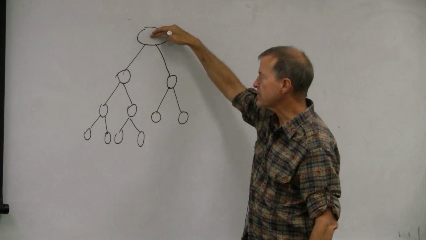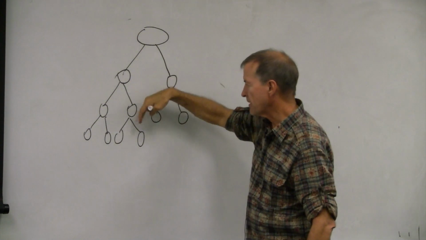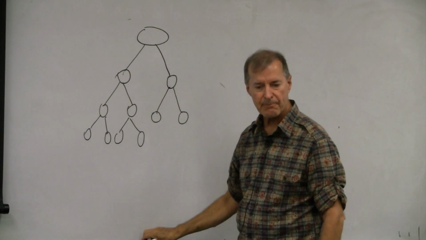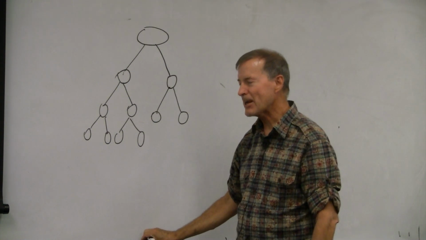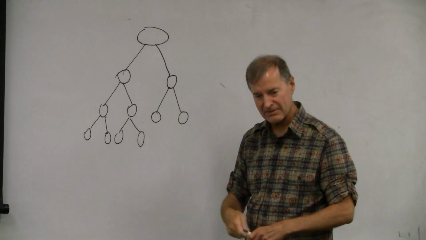If you go from the top, down, left, right, they have to all be occupied with no gaps. That's what a max heap shape is. Does everybody see? It's kind of hard to explain, but you get the idea.